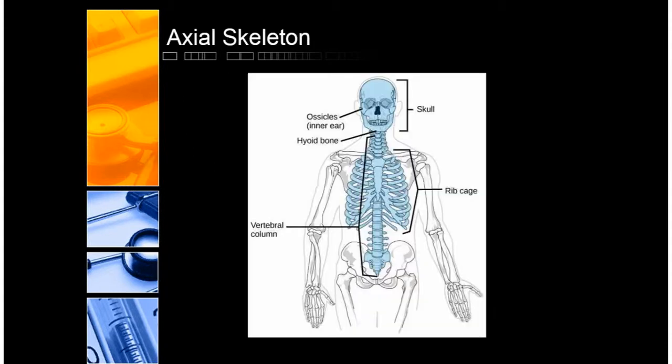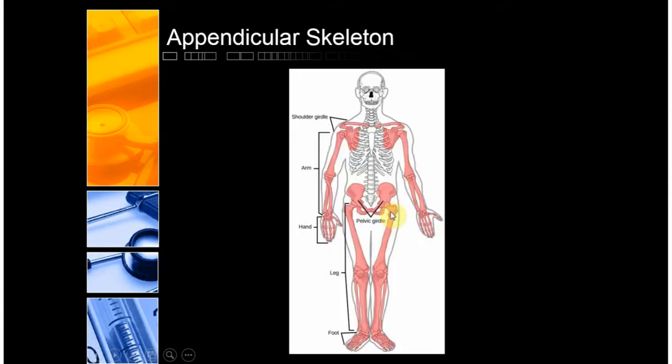Here we have the axial skeleton. This part of our skeleton is in the midline. It comprises our skull, our vertebrae, and of course our rib cage. We have the appendicular skeleton, which involves the rest of our skeleton. Some of the bones we have are our shoulder, our arms, our pelvis, and of course our legs.